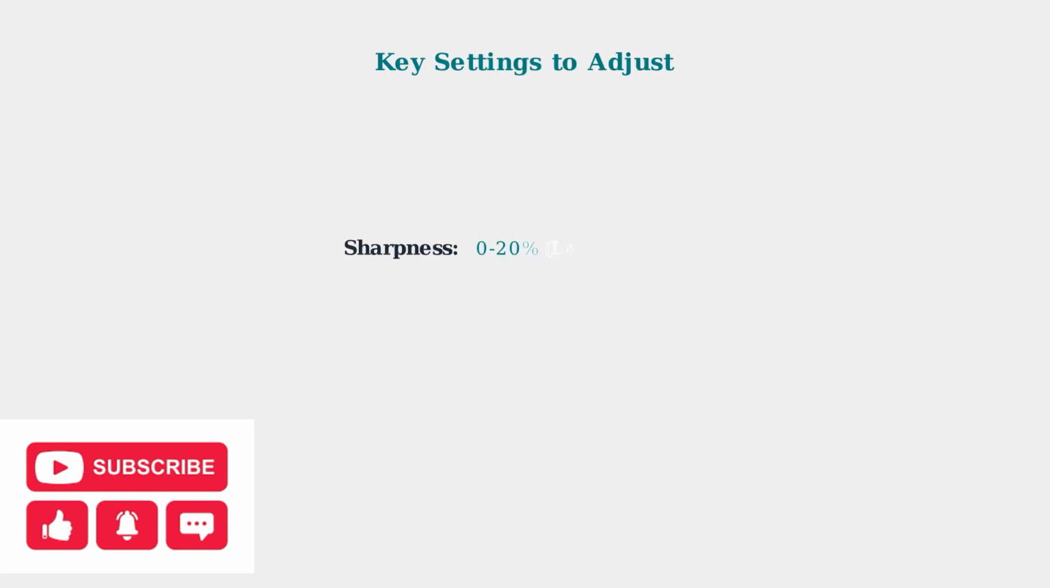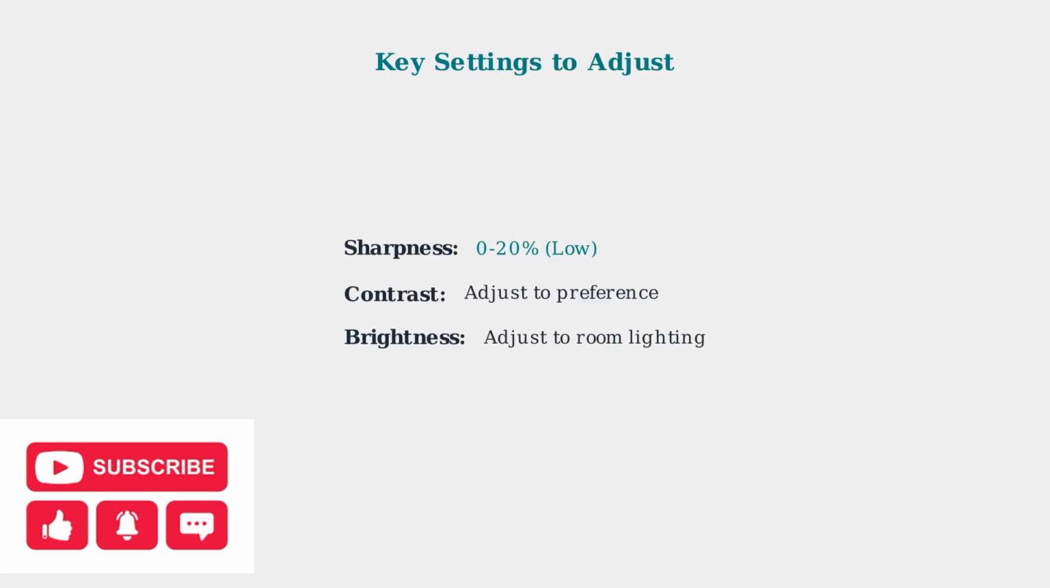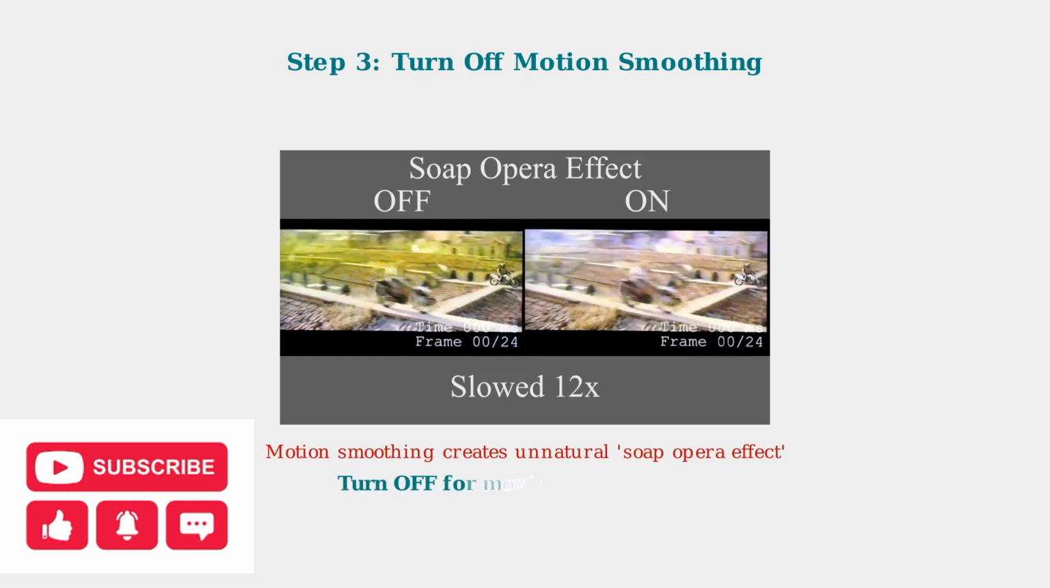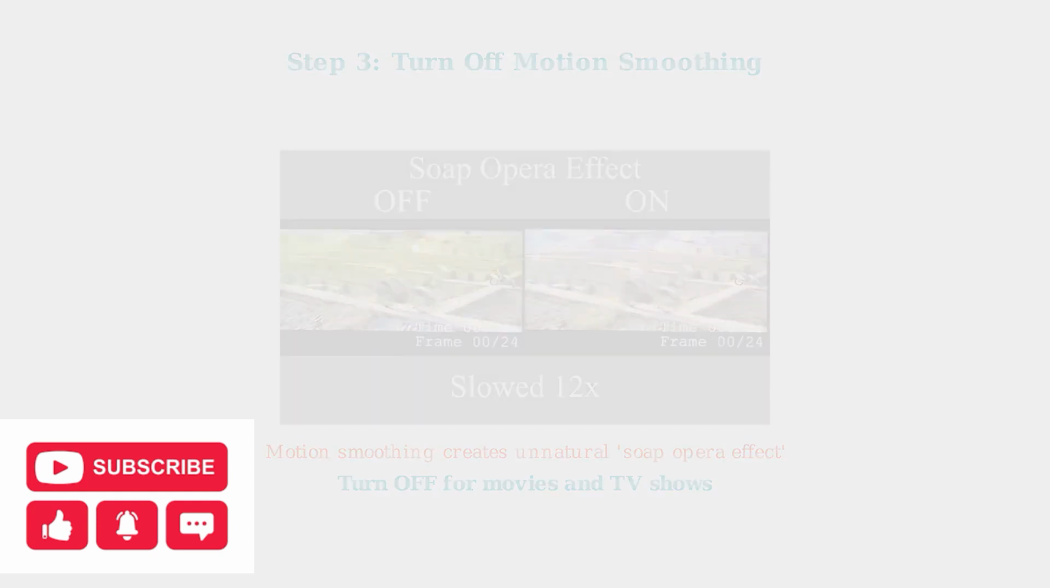Adjust specific settings carefully. Set sharpness to a low value between 0 and 20% to avoid artificial edge enhancement. Fine-tune contrast and brightness to your preference while maintaining natural colors. Turn off motion smoothing to avoid the soap opera effect. This feature makes movies and TV shows look unnaturally smooth and artificial by inserting extra frames between the original ones.